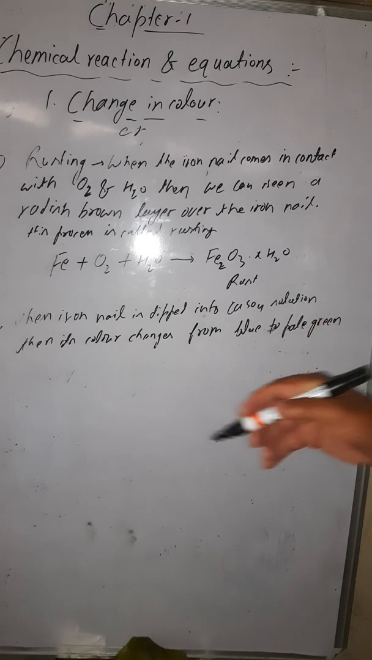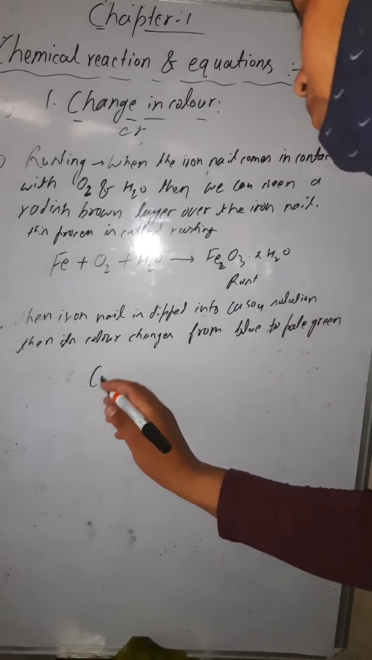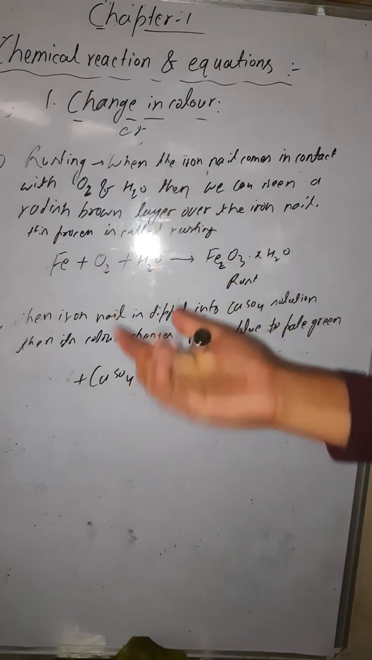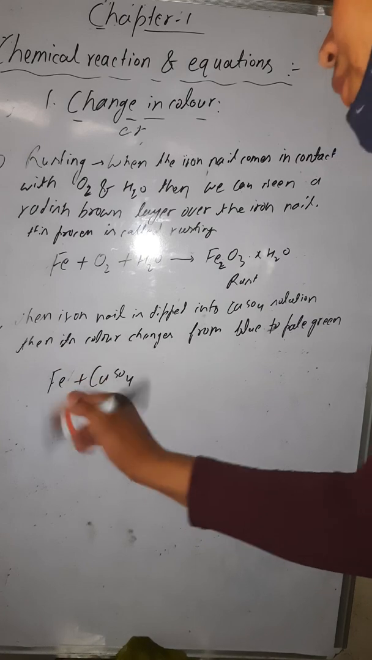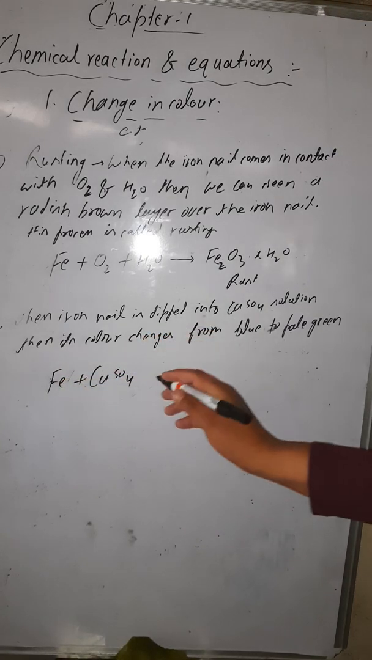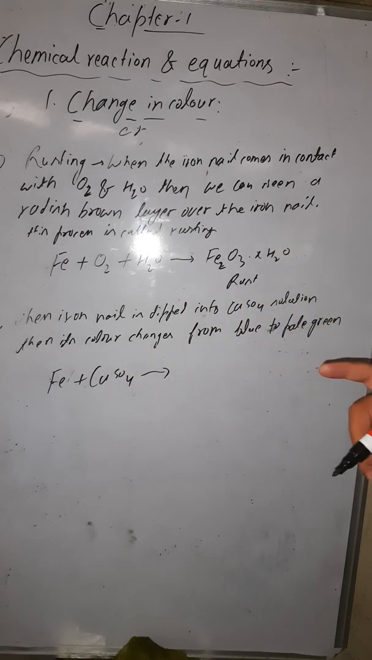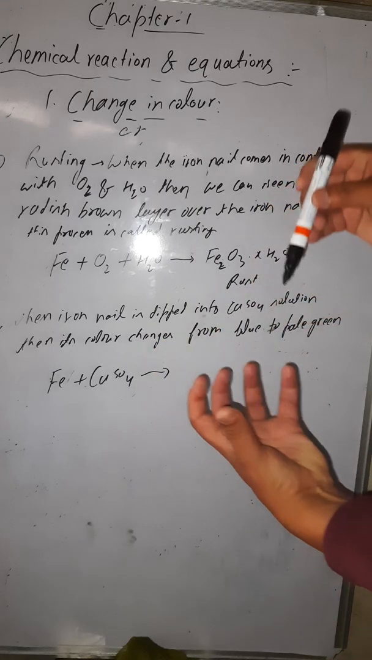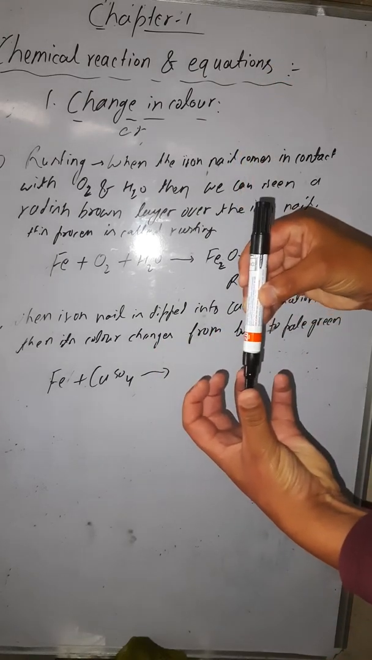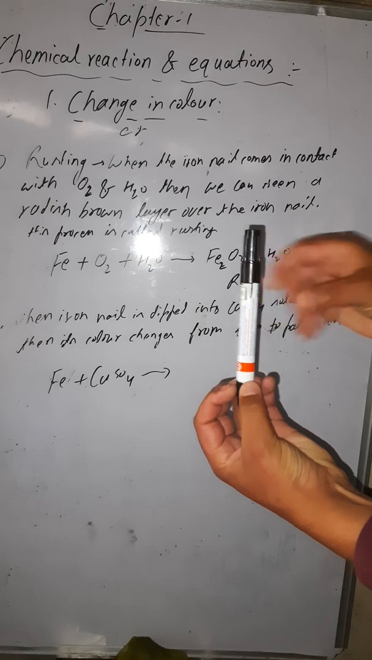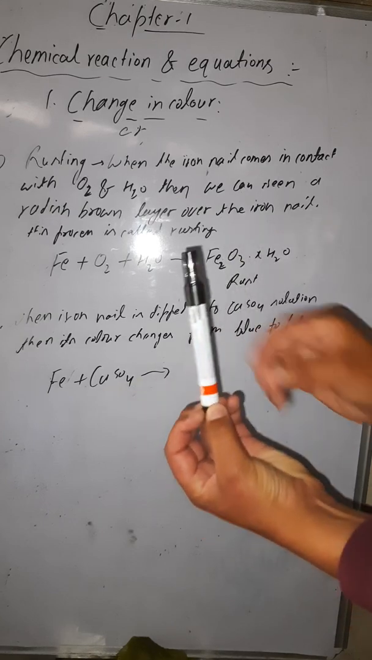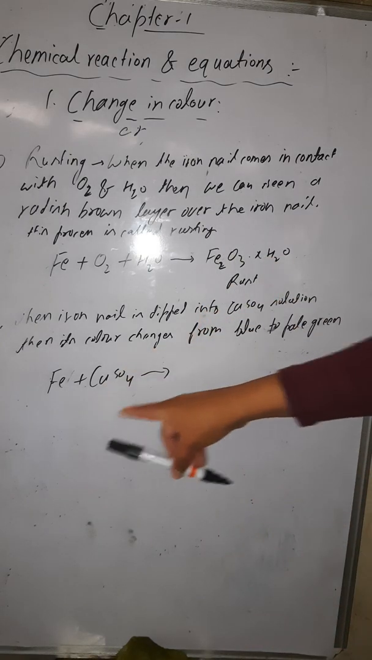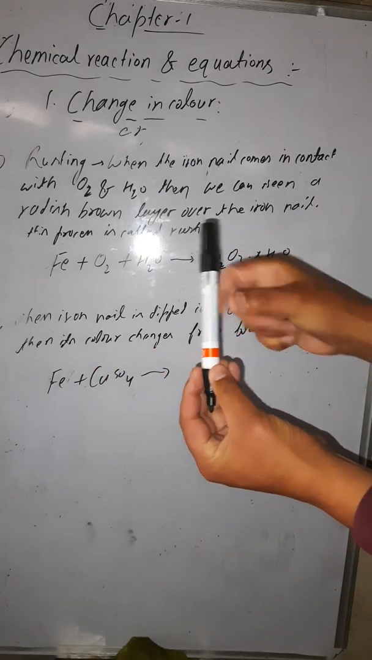Okay, how is it taking place? Just look here. You have a copper sulfate solution, that is CuSO4. Now you are dipping the iron nail there. Iron means Fe. So when you dip iron in copper sulfate solution, they are going to react with each other. What will happen? This Fe will displace this Cu. The copper from the solution will be collected over the iron nail.